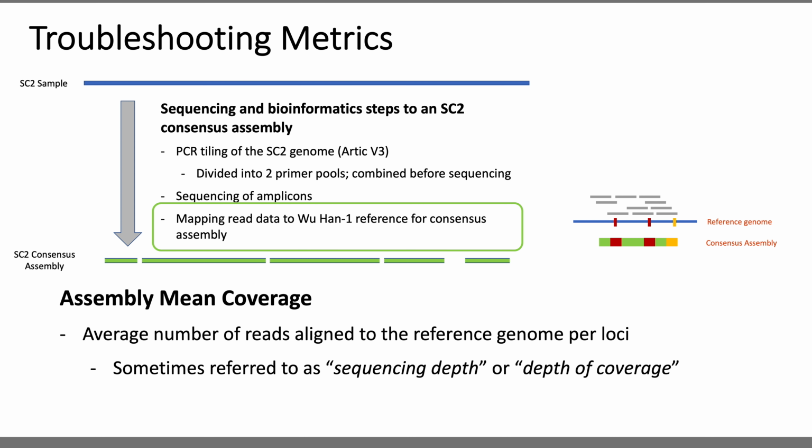So one metric we can look at to gauge this read mapping experiment is to look at, on average, how many reads aligned to each position in the reference genome. And so we call this metric the assembly mean coverage. And this can be a bit confusing since we use coverage in a different context to describe how much of the original reference genome was covered by the consensus assembly. In this context, it may be more helpful to think of this as the depth of coverage for the assembly. But in short, the higher your assembly mean coverage, the more SARS-CoV-2 data you have to support the consensus assembly generated.